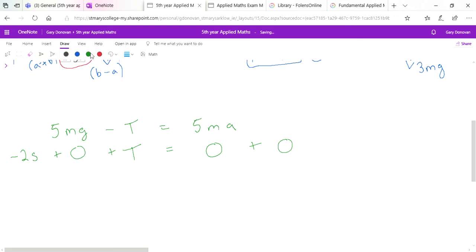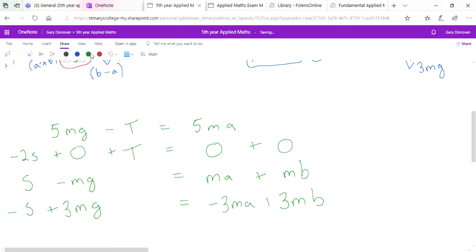Our next equation was S minus mg, there's no T term, equals ma plus mb, and you see how I'm writing them all underneath, each variable underneath its corresponding variable. And our next equation was 3mg minus S, so that's a plus 3mg, no T term, equals 3mb minus 3ma. That's a plus. And where there's nothing, we can just write in plus 0 if we want to.